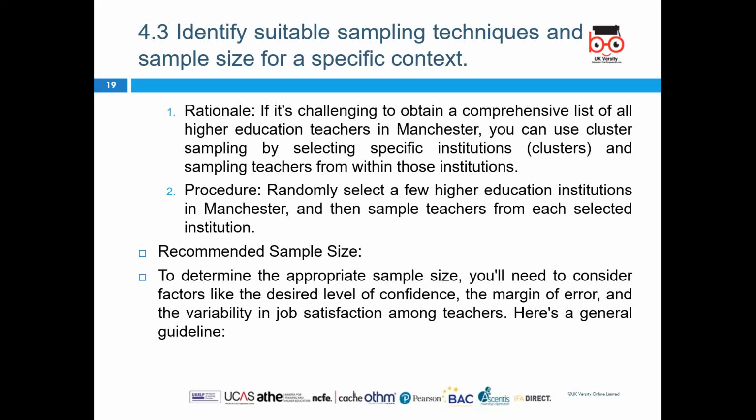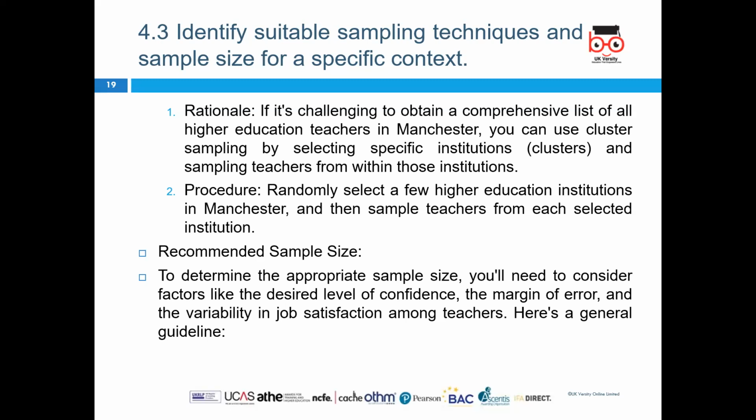So what is the rationale? It is challenging to obtain a comprehensive list of all higher education teachers in Manchester. So cluster sampling can also be used. You can use cluster sampling by selecting specific institutions, which can be clusters, and then sampling teachers from those institutions. So the procedure is that you should randomly select a few higher educational institutions in Manchester and then sample teachers from each selected institution.